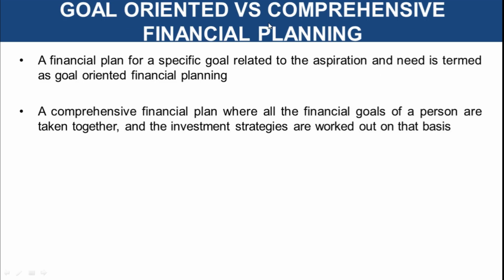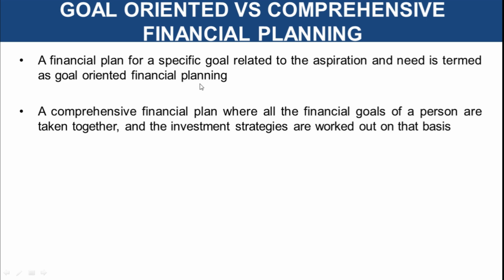Now let's come to the concept of goal-oriented versus comprehensive financial planning. A financial plan for a specific goal related to an aspiration and need is termed goal-oriented financial planning. So if you, as a client, go to a financial planner and you have just one goal that you want to achieve, for example, you want to invest in a particular land after 3 years as an investment in real estate, that's a single goal for which you want to make investment. That's your single target. That would be called goal-oriented financial planning.